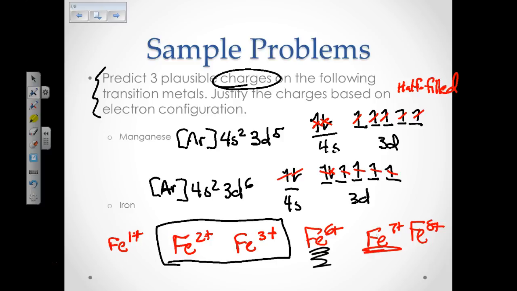We're just predicting based on electron configuration. This and this, for other reasons that we're not going to cover here in this video, don't form ions. But based on what we're learning here, it makes sense based on electron configuration. So that is how we can predict charges on transition metals, and I think that's a pretty neat process.